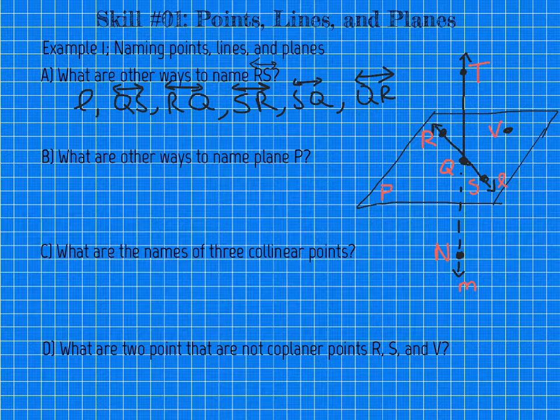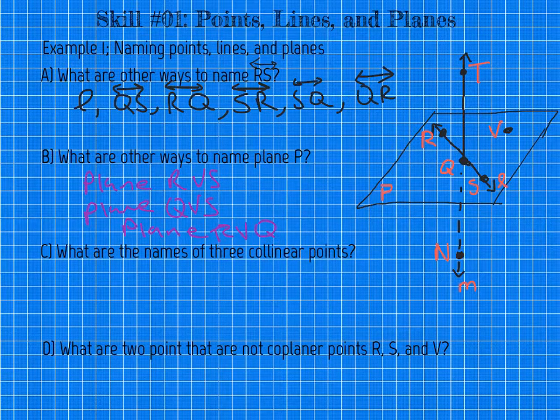For part B, what are other ways to name plane P? Okay, so now we're starting to name a plane, so we need at least 3 points. So we have plane P, plane RVS, we have plane QVS, and plane RVQ, or any combination.